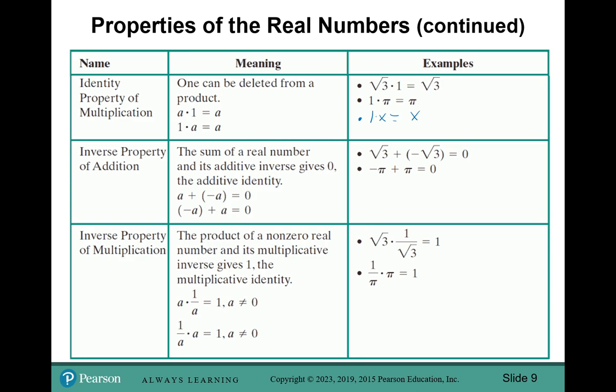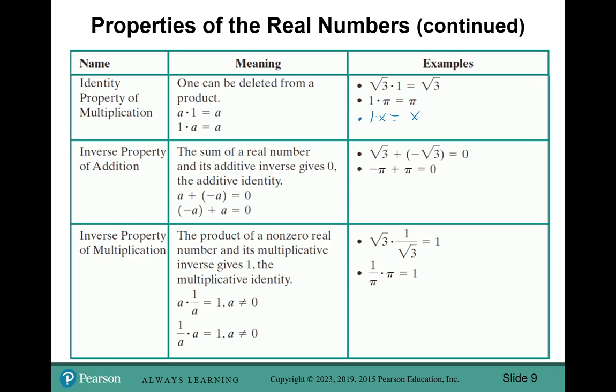Let's look at the inverse property of addition next. The sum of a real number and its additive inverse gives 0. The additive identity. A plus negative A gives me a 0, or negative A plus A gives me a 0. Square root 3 plus negative square root 3 gives me a 0. Negative pi plus pi gives me a 0. If you add something and its additive inverse, essentially if you add something and then you take the negative of that and add it to that, it just cancels itself out to be 0.